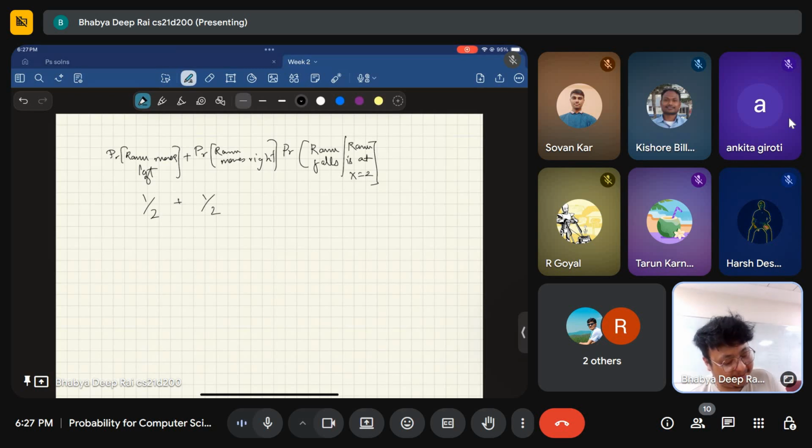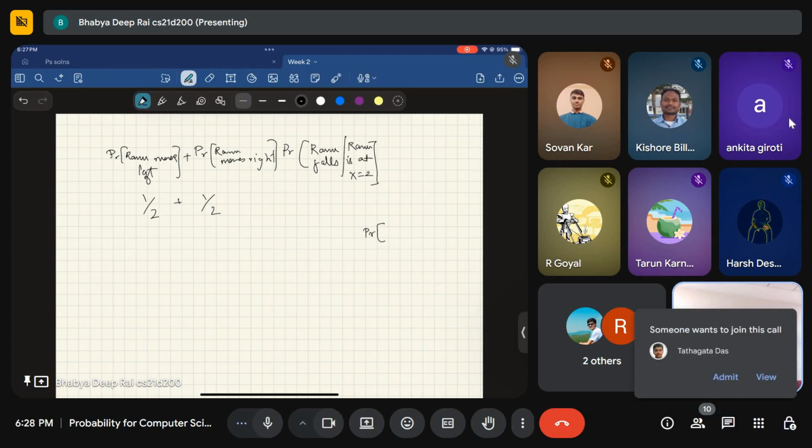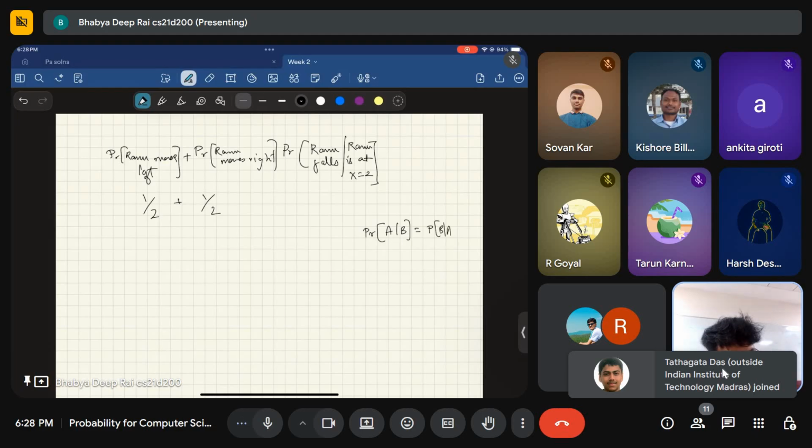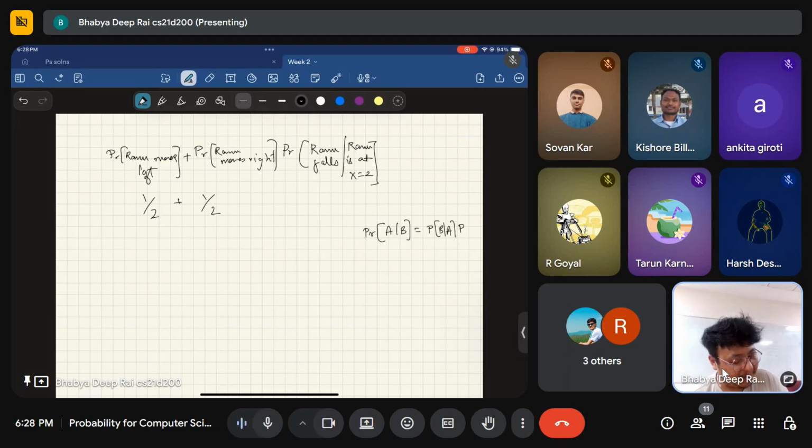So according to Bayes theorem, probability that A happens such that B happens is something like probability of B happening given A happening times probability of A happening divided by probability of B happening. Right? Is this correct? Yes.